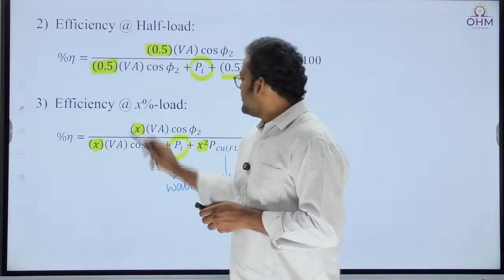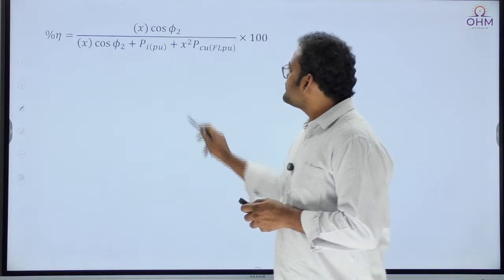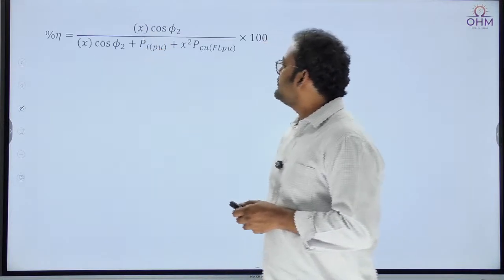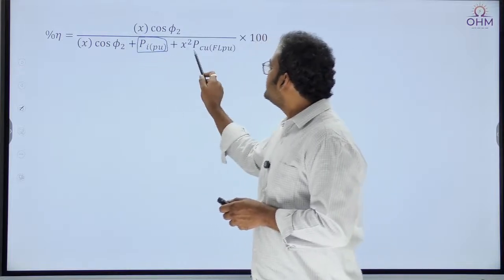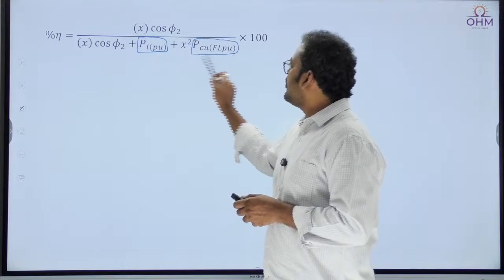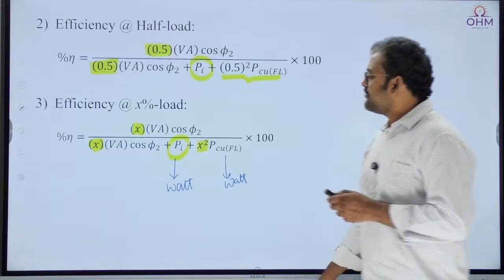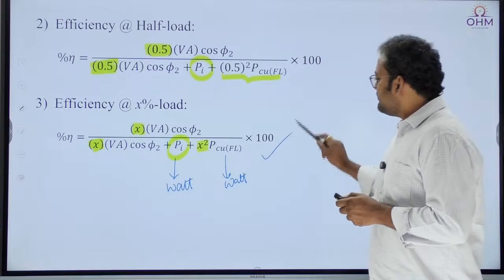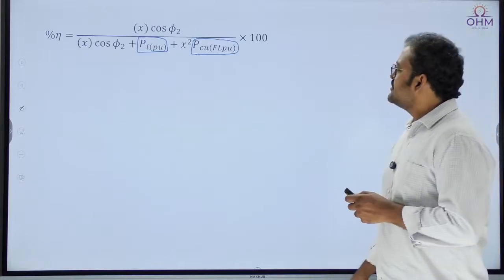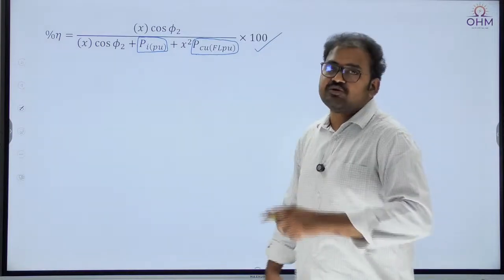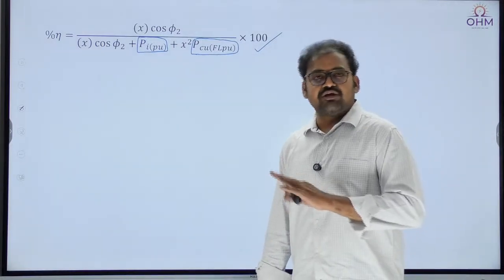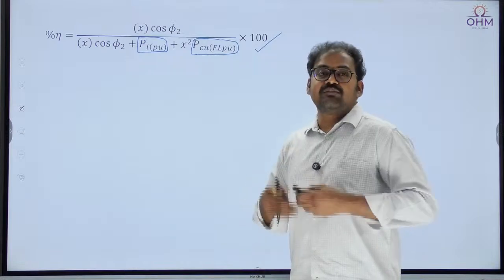Then you see the numerator X into VA rating cos phi 2 will become X into cos phi 2. And the denominator also, this is now per unit iron loss. This is per unit full load copper loss. So you can use any formula. This is the formula when all values are in actual values. This is the formula when all values are expressed in per unit values. Okay, any formula we can use, based on the available data in the question.